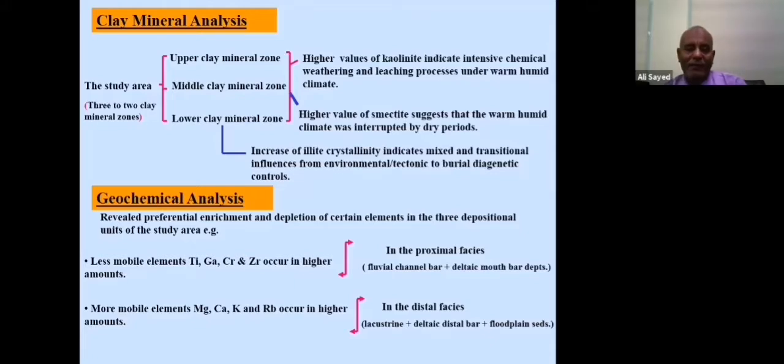Whereas the more mobile elements, magnesium, calcium, potassium, and rubidium, occur in higher amounts where? In the distal facies, that is in lacustrine, in the deltaic distal part, and the floodplains of the rivers. So at the proximal facies, we have much of the less mobile elements. In the distal part, we have the more mobile elements. So we can make a map for this proximal facies and this distal facies.